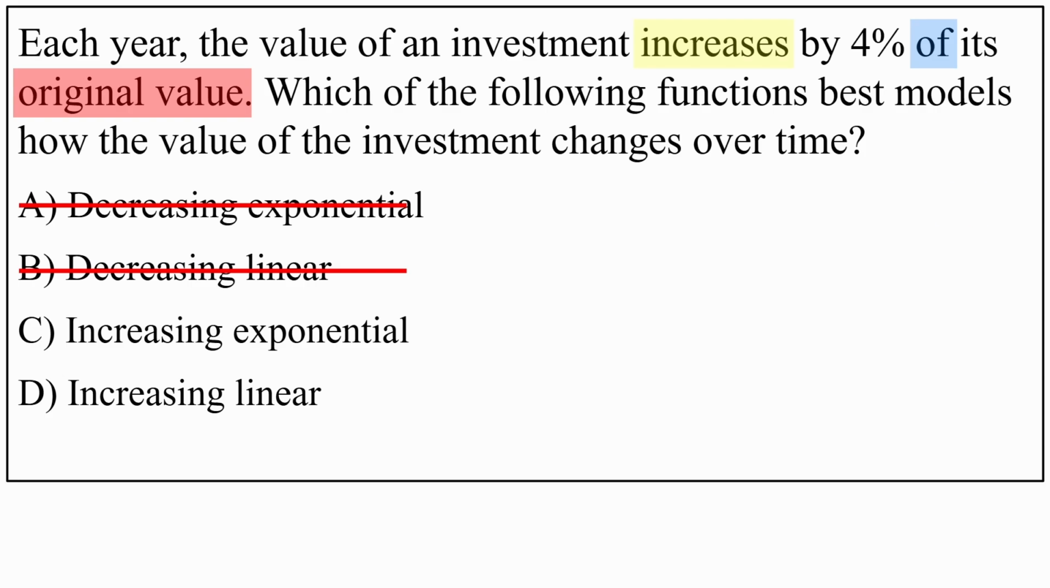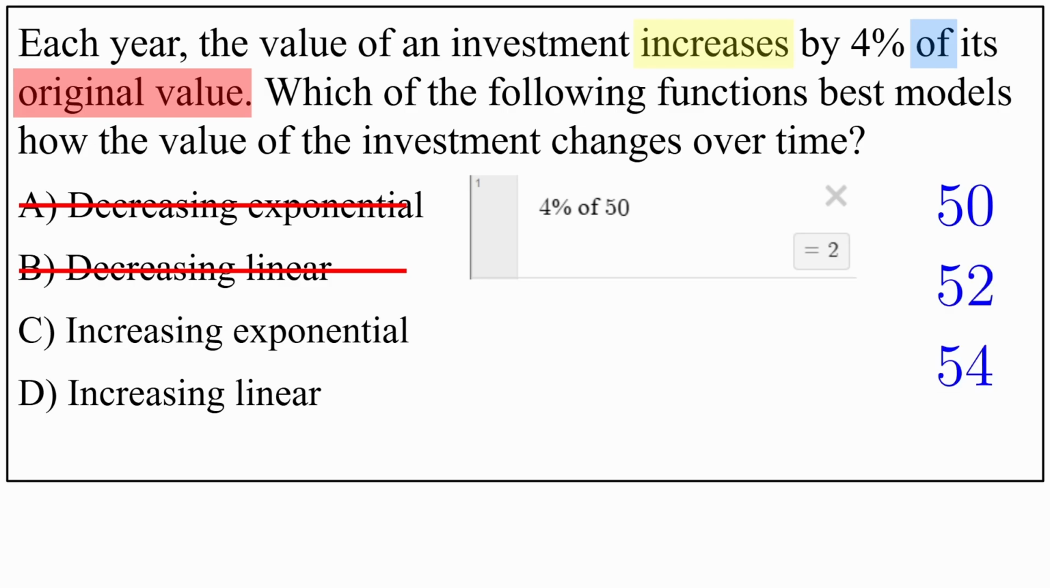So let's say, again, I have $50 and 4% of the original value. So 4% of 50 is 2. So each year it increases by $2. The original value is always 50. 4% of the 50 is always 2, so it's always going to go up by 2. So 52, 54, and 56.